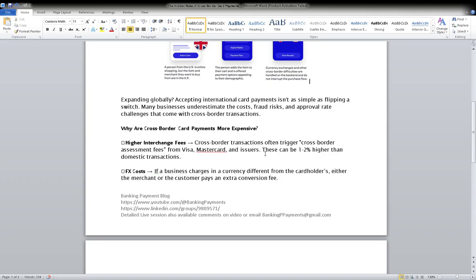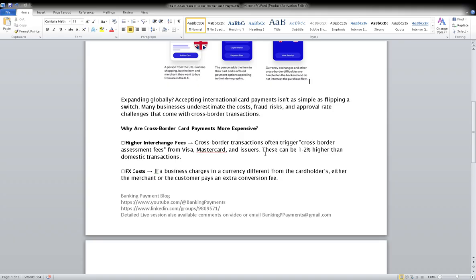So cross-border transactions often trigger what they call an assessment fee, and Visa and MasterCard are the monopoly in the global world. They take this very seriously for collecting more transaction charges. That's their earning model, how they do their business. That's one reason why cross-border is more expensive.